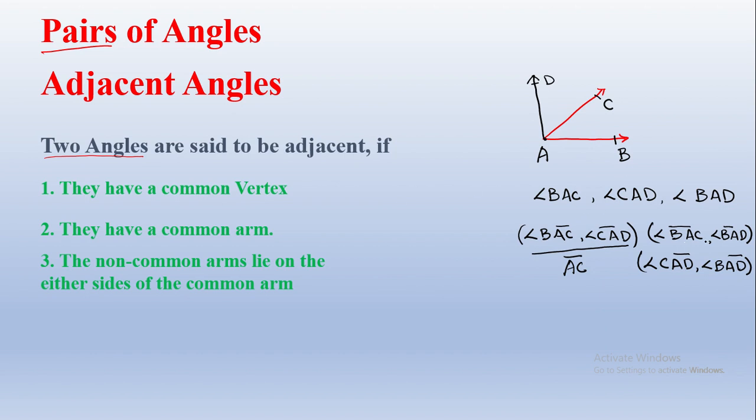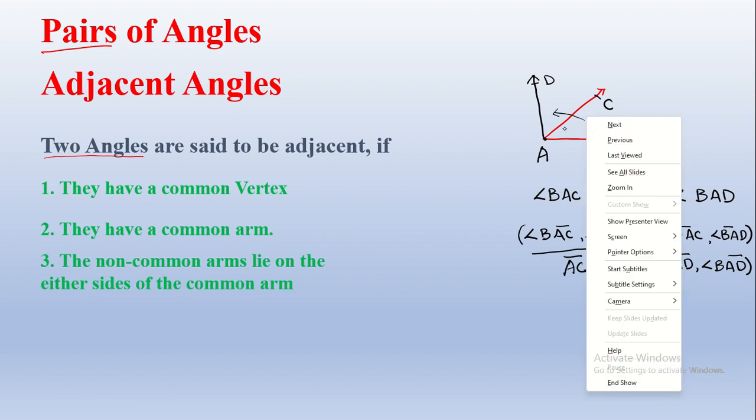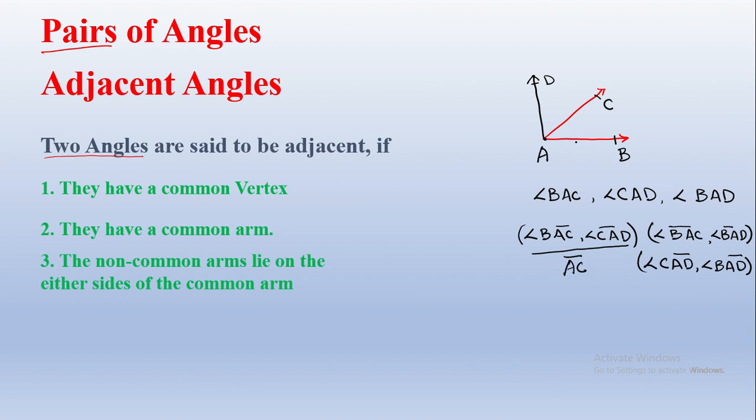Now if we take the second pair, in which the common arm is BA, both the non-common arms are lying only on one side of this common arm. So we can't classify this pair as adjacent angles. Similarly, in the third pair, angle CAD and angle BAD, the common arm is AD and the non-common arms are lying only on one side of this common arm. So we can say that this pair is also not an adjacent angle pair.